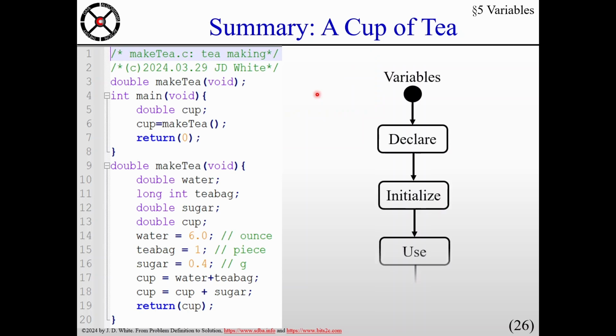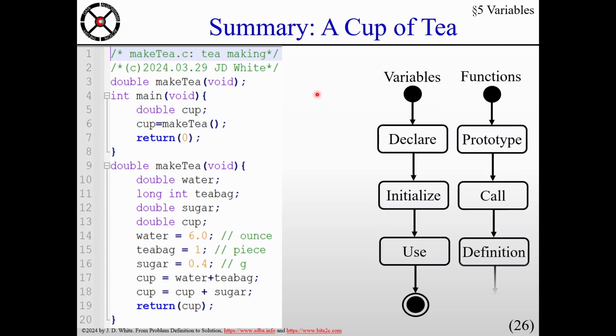So for variables, it was declare, initialize, use, and with functions it was prototype, call, definition. With these two concepts, we can now start to move on. Now let's go back to, we're going to work through something together.